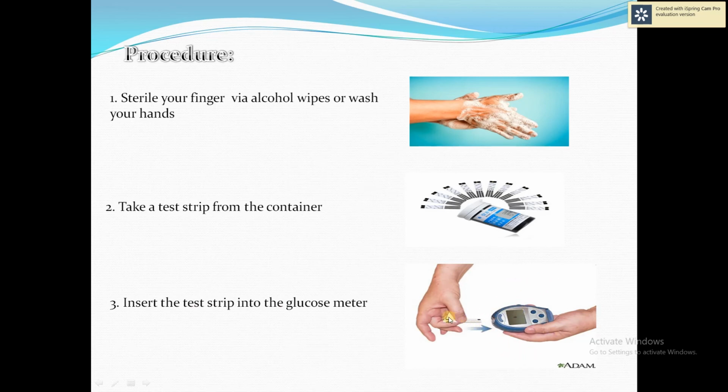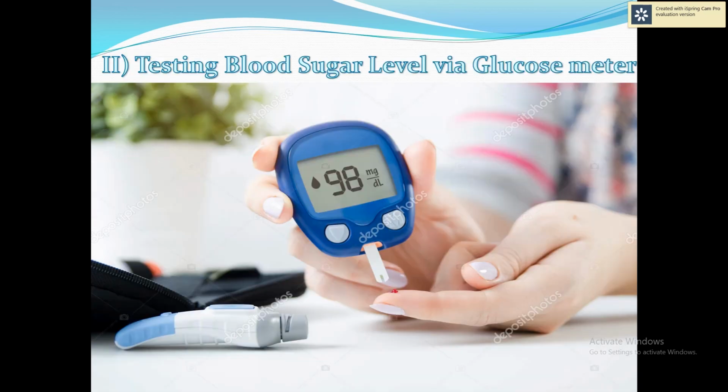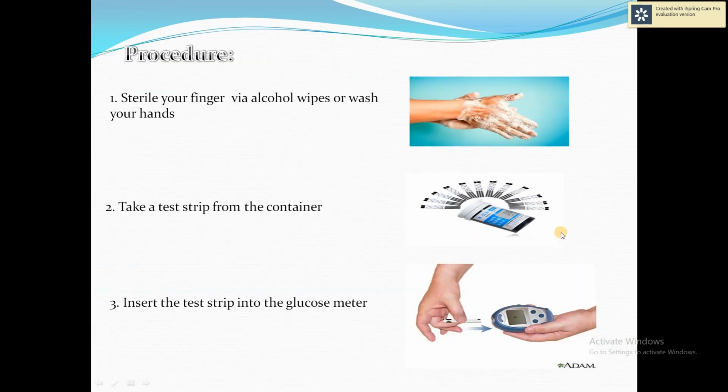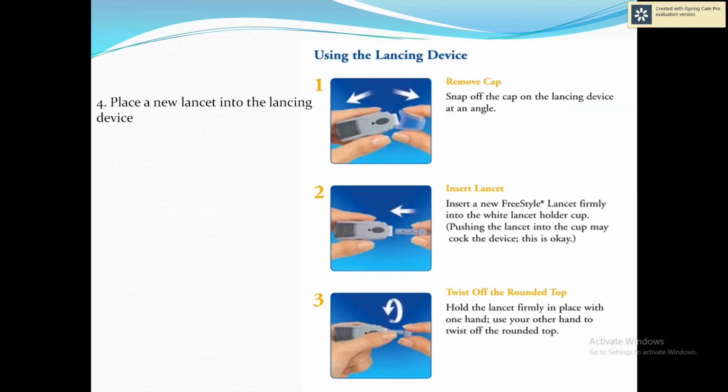Keep in mind that the part from where the capillary action will be done, you should not place that part inside the glucose meter. So do this carefully. As I have told you earlier as well, this is the part from where you will be taking the blood drop with the help of capillary action. This should be placed outside, and the other part should be placed inside. This long black part is going to be inserted inside the blood glucose meter. Next, place a new lancet into the lancing device.